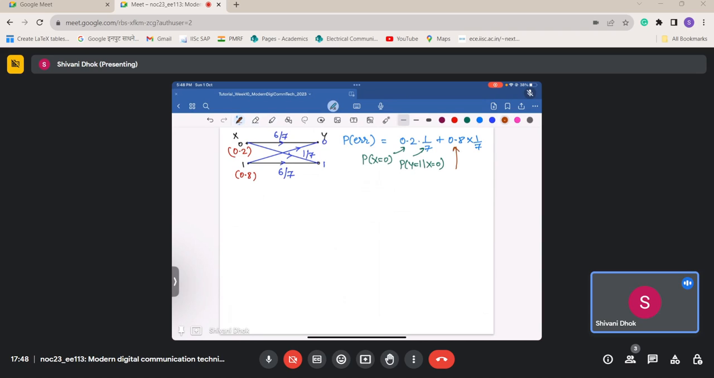Similarly, this thing here is the probability that x equals 1, and this thing here is the probability that y equals 0 given x equals 1. So this is what we are finding, and this comes out to be equal to 1 by 7.